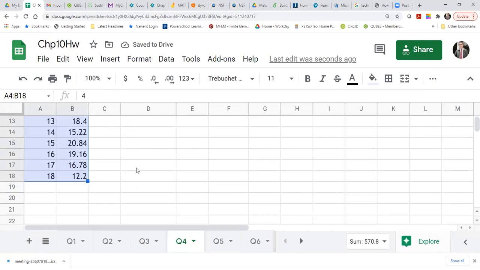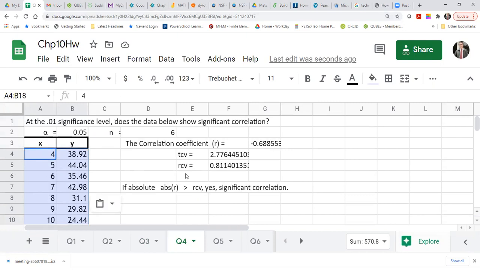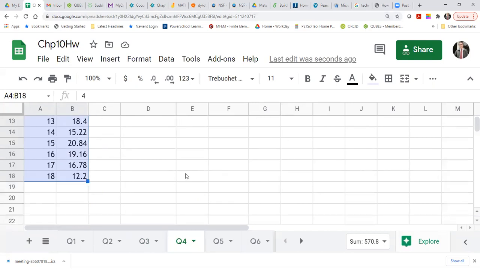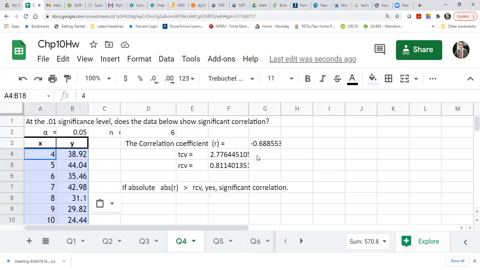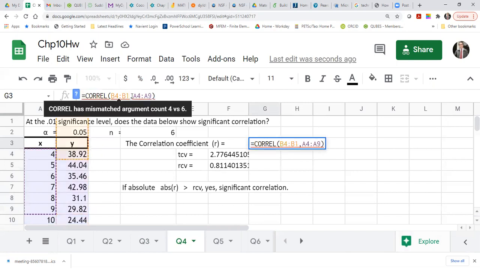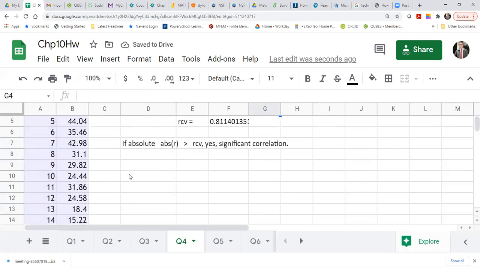Make sure the data covers everything. You can see the data is from A4 and B4 to A18 and B18. So make sure here B4 to B18, A4 to A18, enter. So this is the R.